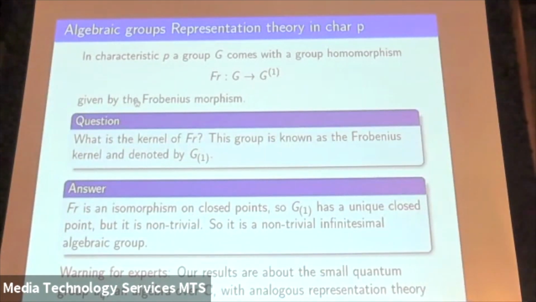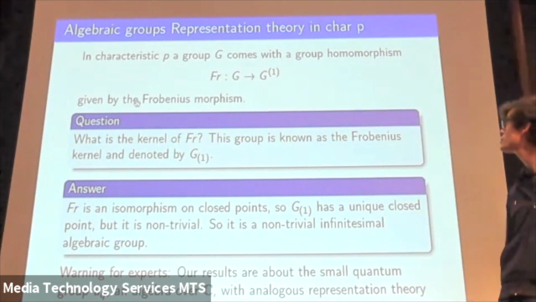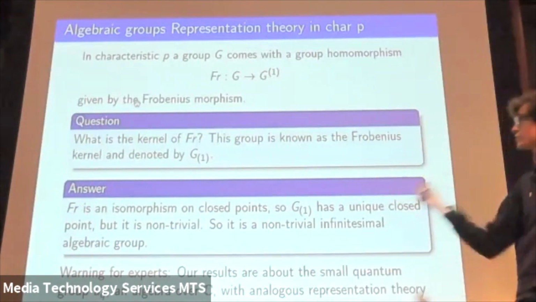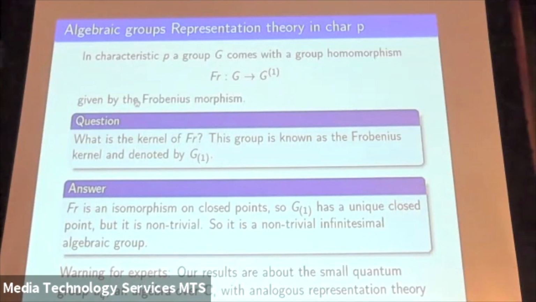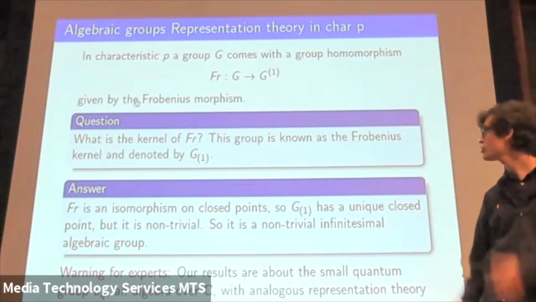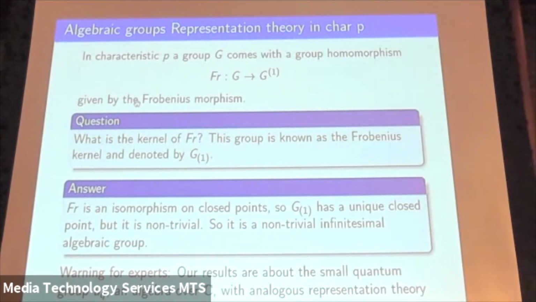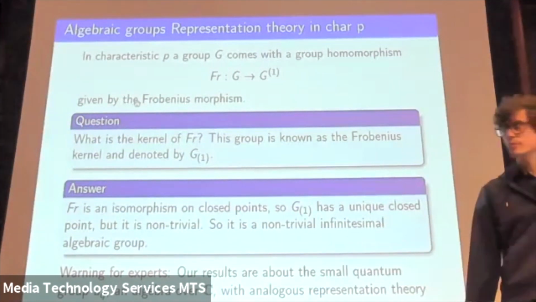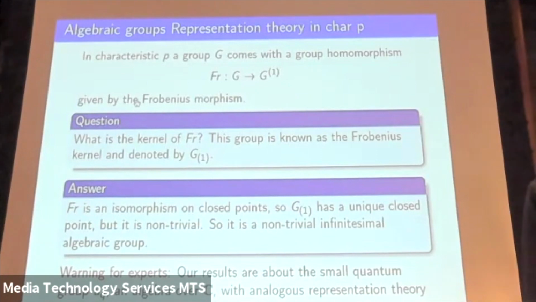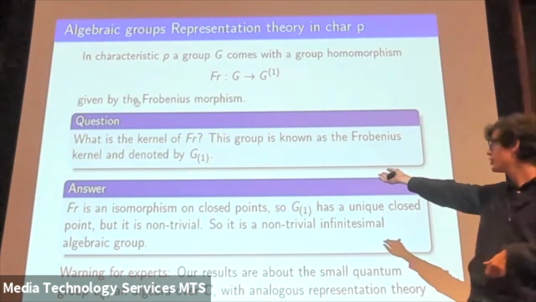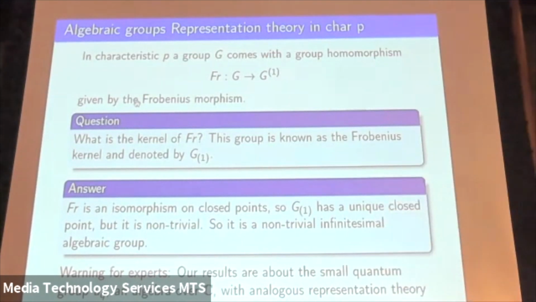And so this Frobenius map is going to give us some interesting group homomorphism of the group, and we can ask, what is the kernel of this map? Well, this Frobenius map, let's say in the case of the general linear group of invertible matrices, is just given by raising each entry to the power p. Now, in an algebraically closed field of characteristic p, raising to the power p is a bijection. I can always take pth roots, and in fact, there's a unique pth root. So on closed points, this Frobenius map is an isomorphism.